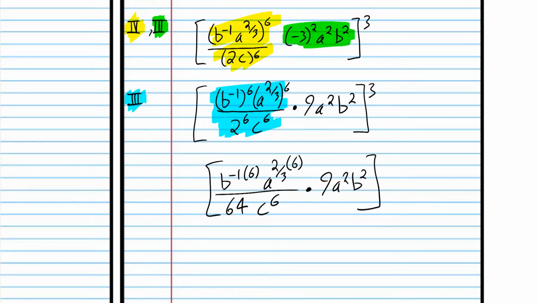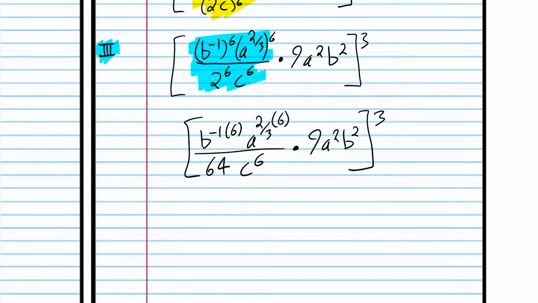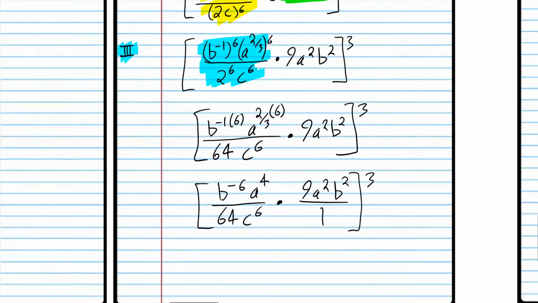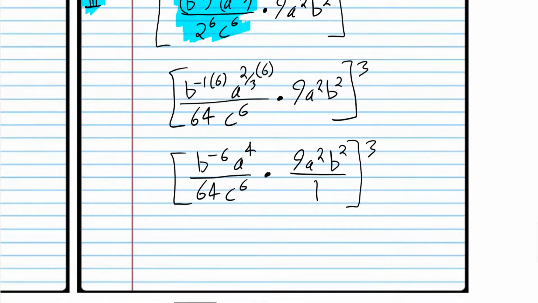Okay, so now what do we do? I think we'll just simplify. So we get b to the negative 6, a to the 4th power over 64 c to the 6th. And I'm going to go ahead and write 9a squared b squared. I'm going to write that over 1 because we're going to multiply that into a fraction. So we need to kind of make it into a fraction, so we can see what's going on.